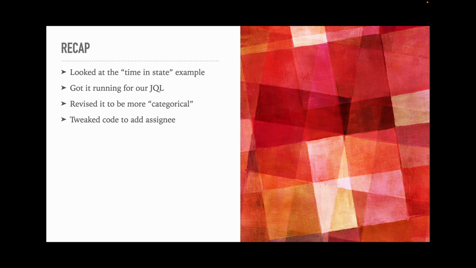So to recap, what we did today was we looked at the time and state example. We got it running for our own JQL. We revised it to rename some of the words and to rethink some of the words to make them more categorical, in particular so that the result had a one-to-one correspondence to the tickets. And to illustrate how that could be useful, we tweaked the code to add an assignee.